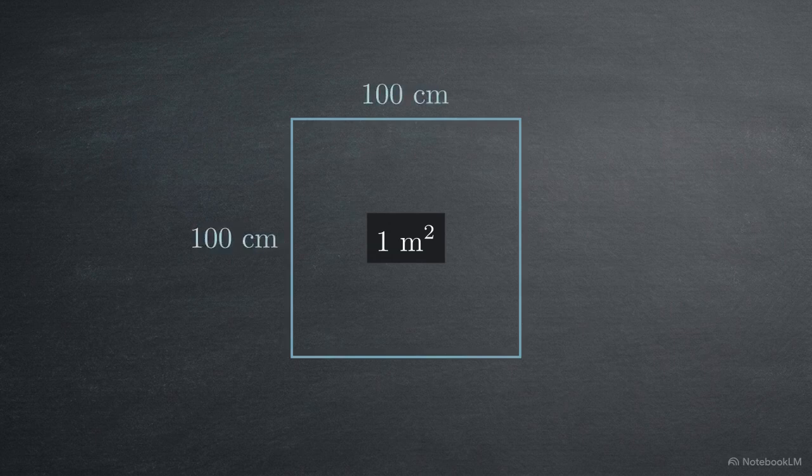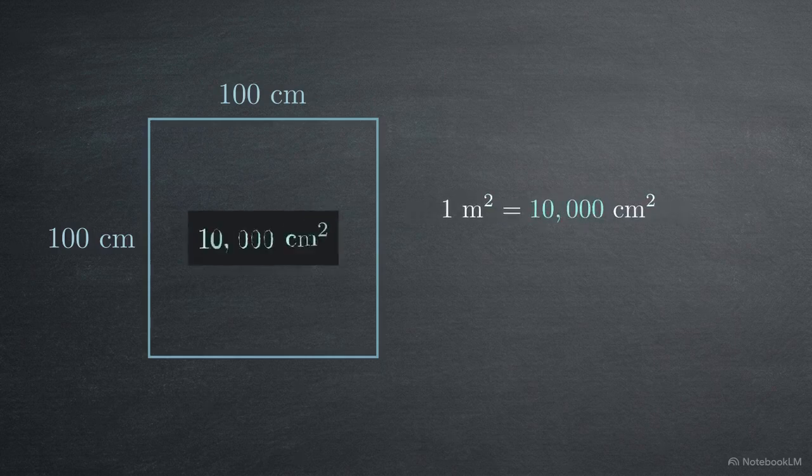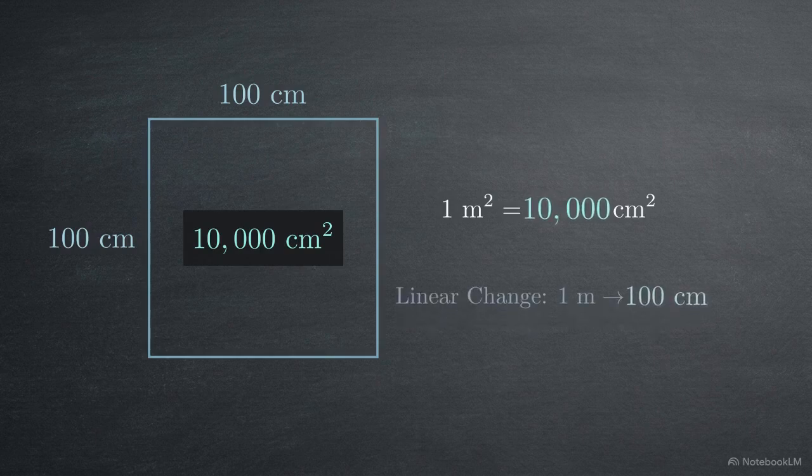Because area exists in two dimensions, converting 1 square meter to square centimeters requires squaring the linear factor. The result is 10,000 square centimeters, a far more significant shift than the linear change from 100 to 1.